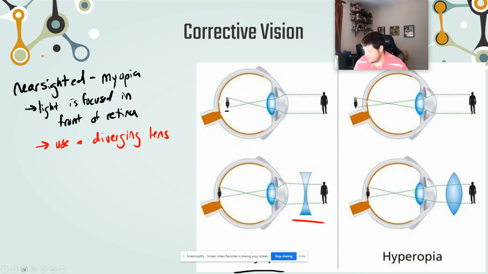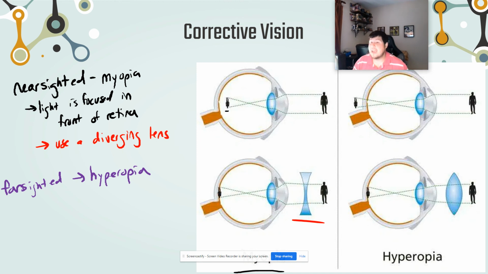Now, as you can imagine, the opposite is true for folks who are farsighted, which is typically not something you see in younger people. That tends to be something for older people, which leads to the problem that when you have nearsightedness as a child and then you get old, you get both of these and you need bifocals.